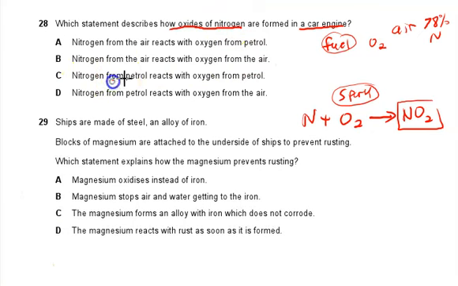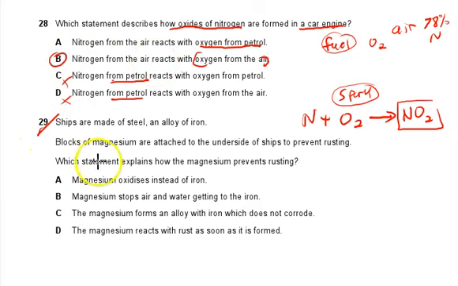Nitrogen from petrol is wrong. Nitrogen from air reacts with oxygen from petrol. This is also wrong, because the oxygen is actually coming from the air. So your best answer here will be B.